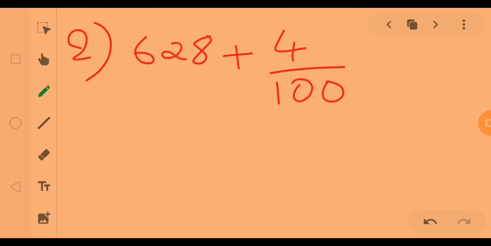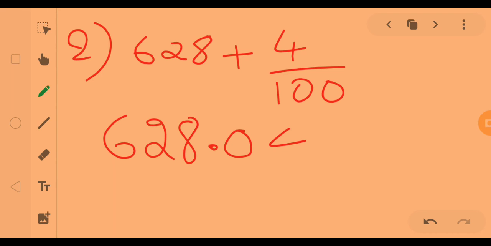See the next number: 628 plus 4 upon 100. In this number 628 is the whole number side. Then 4 upon 100 is the decimal part. For the decimal part we know that immediately after the decimal, the tenths place is the first place. So here in this number the tenths place is not mentioned. Even though it is not mentioned, we have to assume it to be 0. So we give 0 in the tenths place, and only then we write the hundredths place digit. So the hundredths place digit is 4.